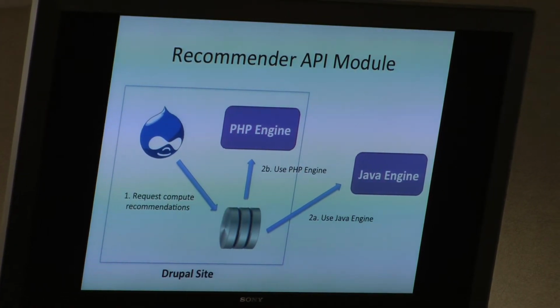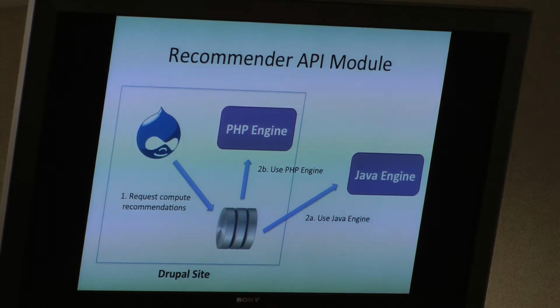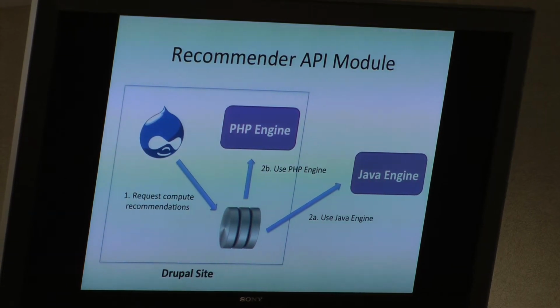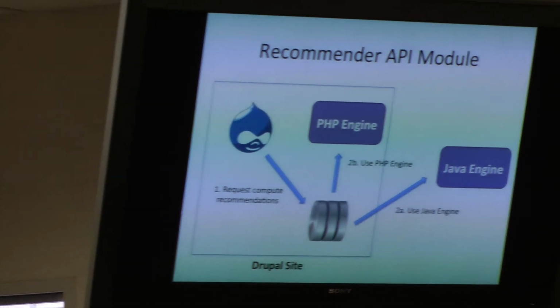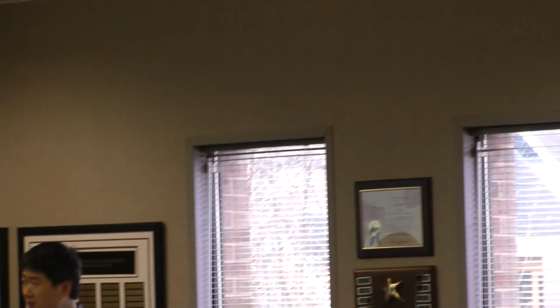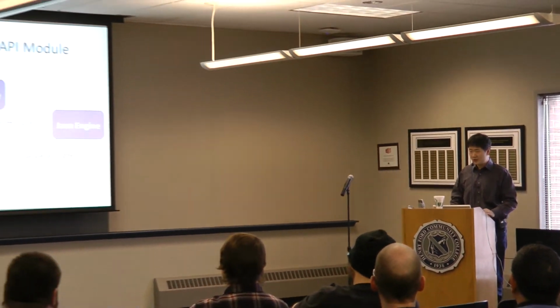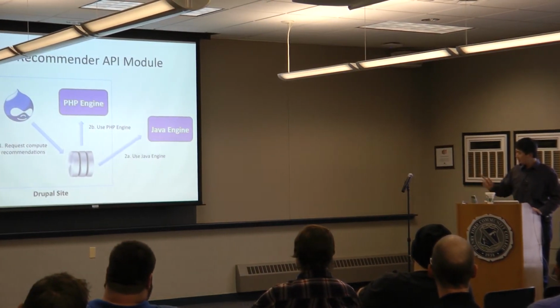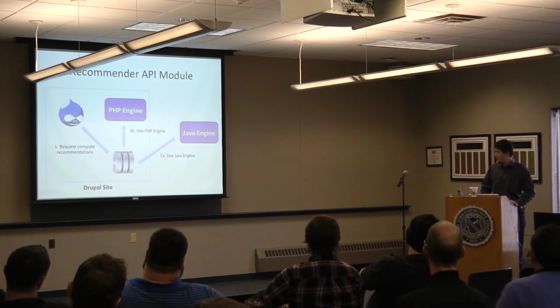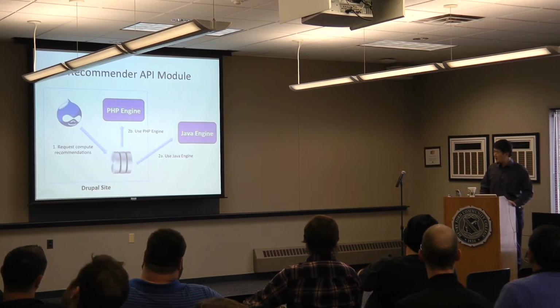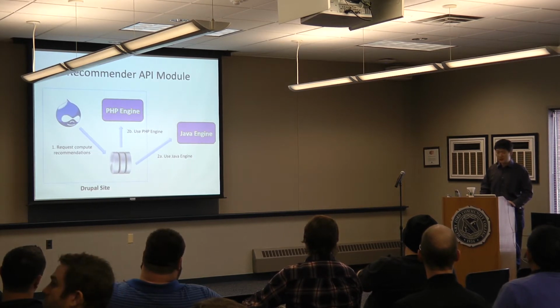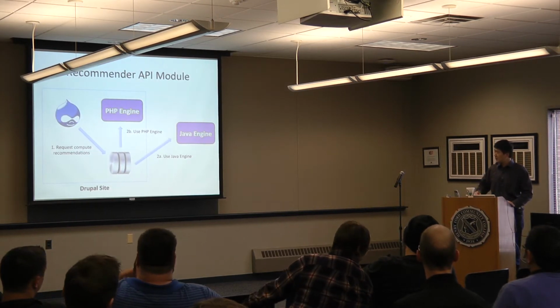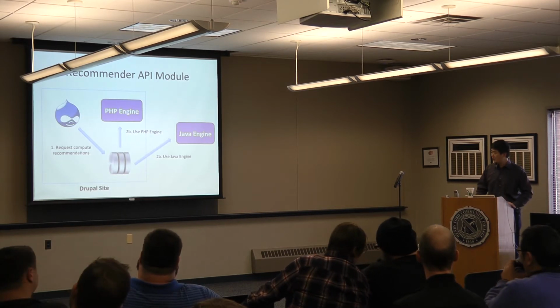So now it comes with two engines. One is the PHP engine and the other is the Java engine. If you only have a small amount of data, you can just use the PHP engine and everything works out of the box. You don't have to set up any external programs. And you can have the PHP engine do the computation and generate the recommendations. However, if you have a large amount of data, you would have to use the Java engine, which could run on a different server and use a lot of resources to make those recommendations. But it's your choice. You can use either engine.